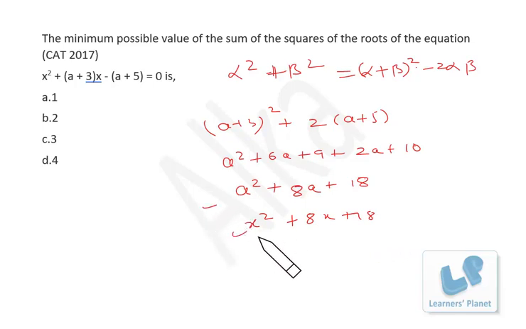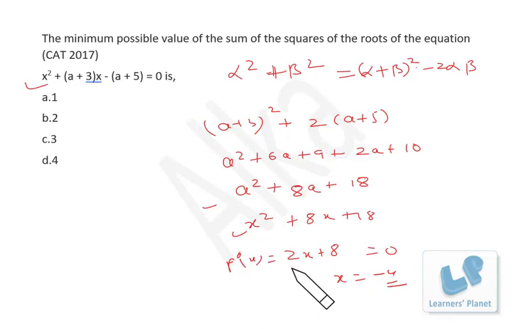Whatever value of x you are getting, these are two entirely different equations, so it really doesn't matter. So to find the minima, we need to differentiate it. So 2x plus 8, and it should be equal to 0. So x is equal to minus 4, right? So that is f dash x, or the first derivative.